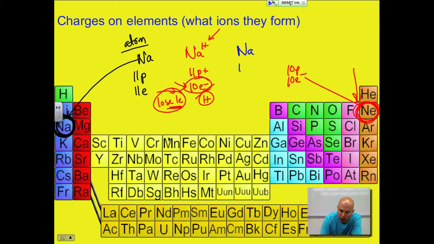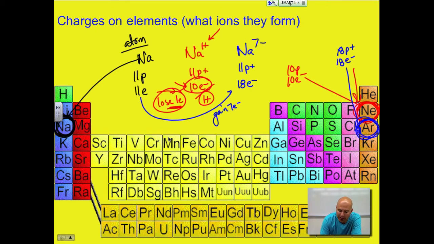Sodium could also, still having 11 protons, gain 7 electrons in order to be like argon. So notice the noble gas argon has 18 protons and 18 electrons. And so sodium could gain 7 electrons, which would form a 7 minus charge.